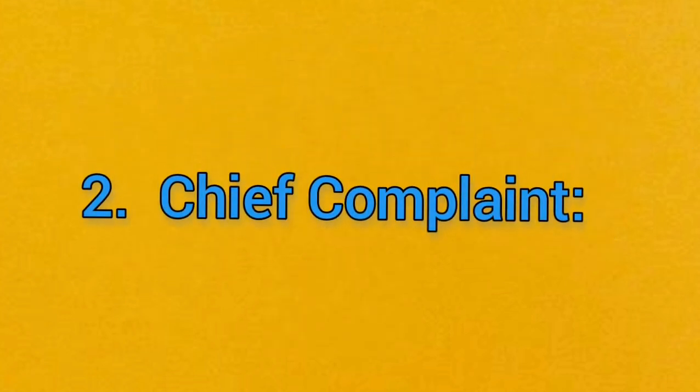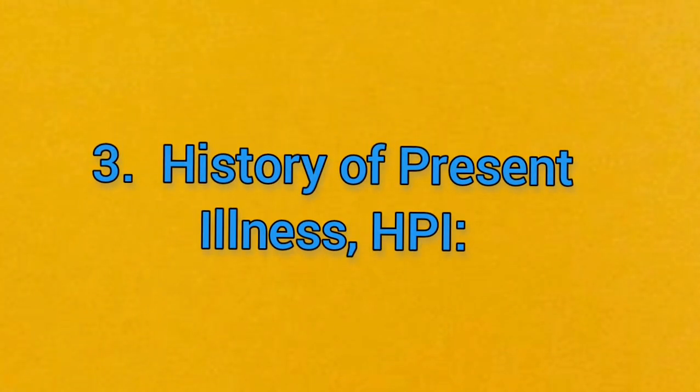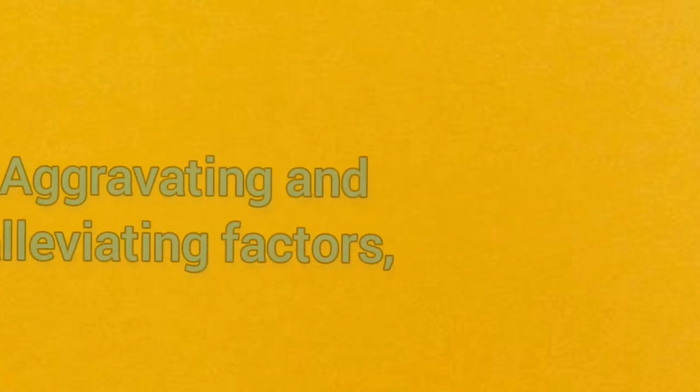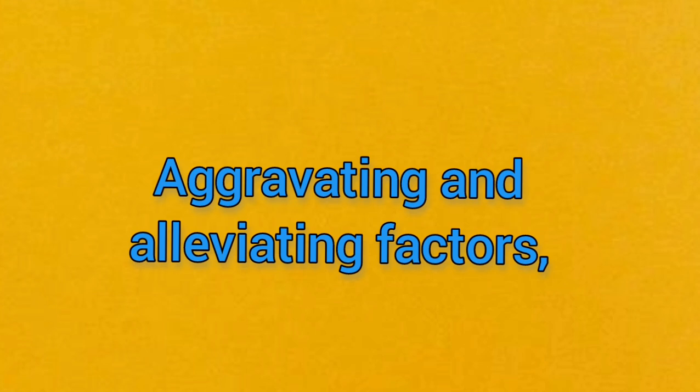2. Chief complaint. Begin by asking the patient about their main reason for seeking medical attention. Use open-ended questions to elicit detailed information about the nature, duration, severity, and progression of the symptoms. 3. History of present illness, HPI. Explore the onset of symptoms, including any precipitating factors or events. Inquire about associated symptoms, aggravating and alleviating factors, and any treatments or interventions tried by the patient.